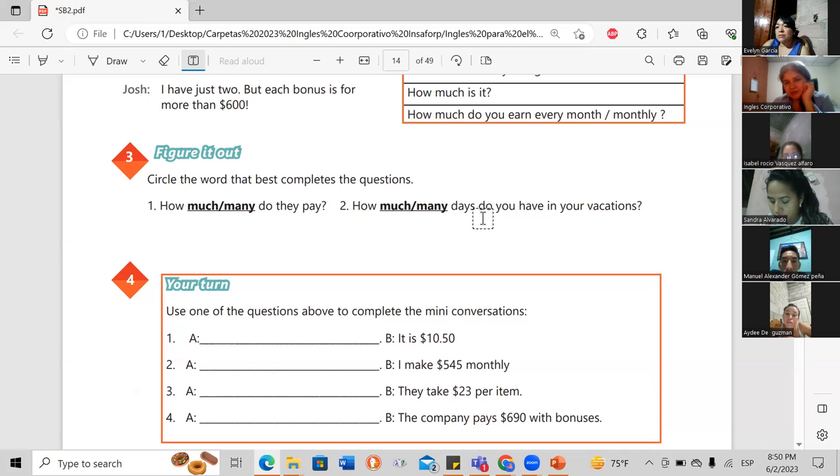How much? How many, not days, much. Nadia. How much? How many? How many days do you have in your vacations? How many days do you have? Or how many? Okay. How many? Very good. How many days do you have in your vacations?